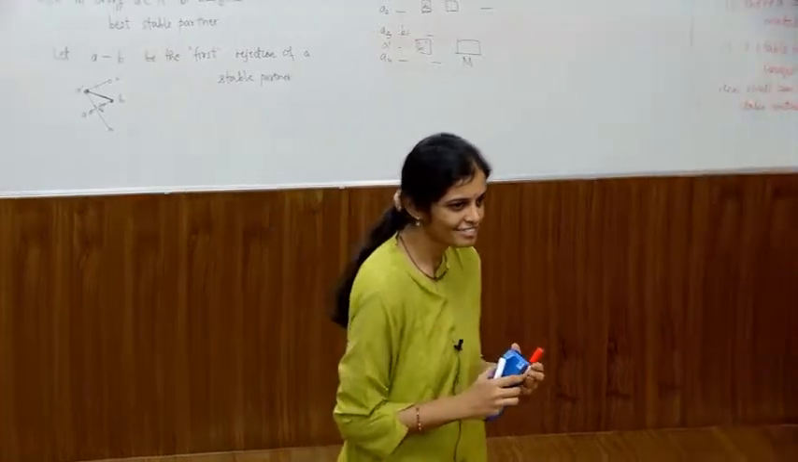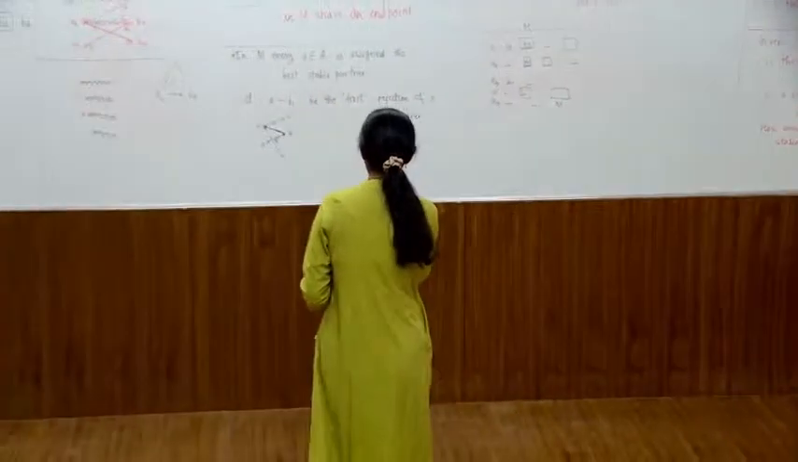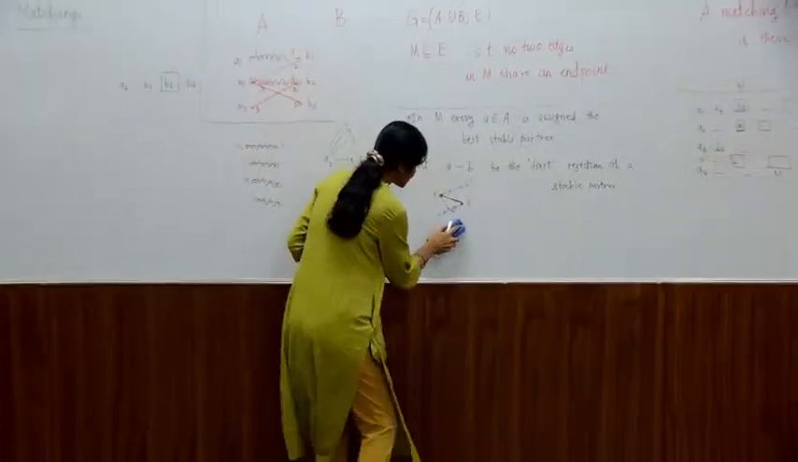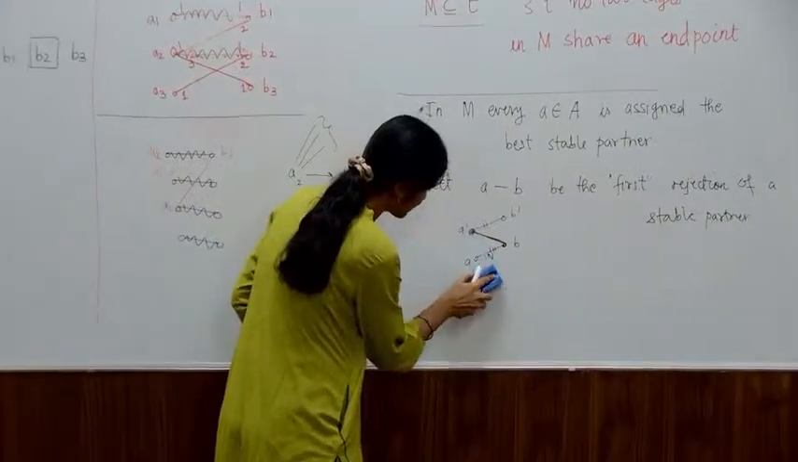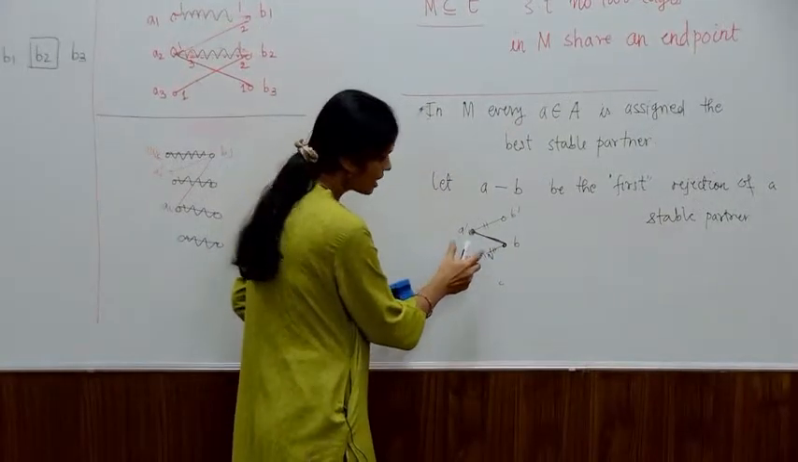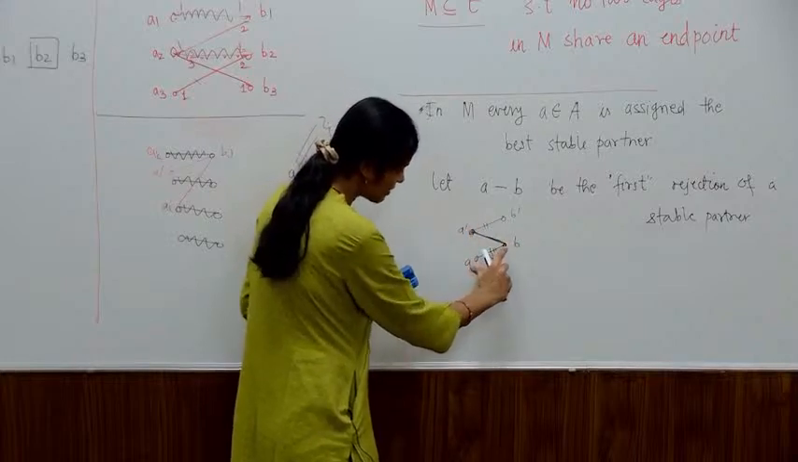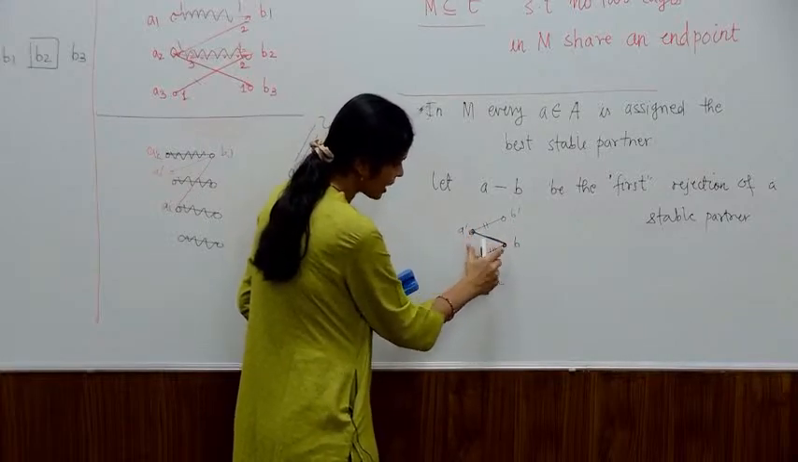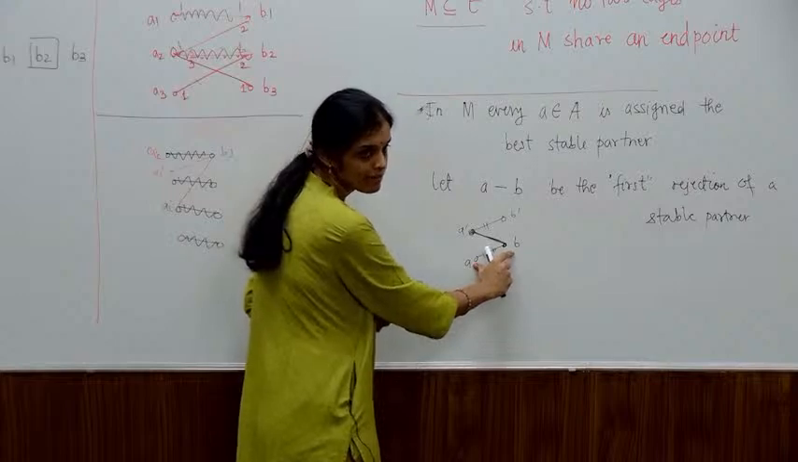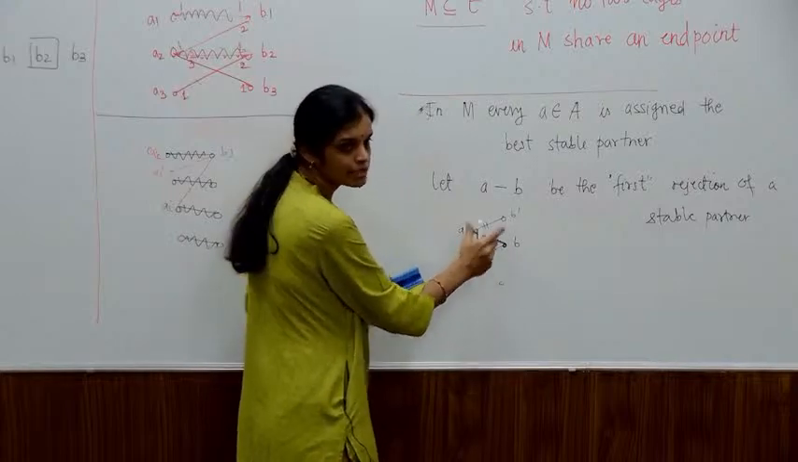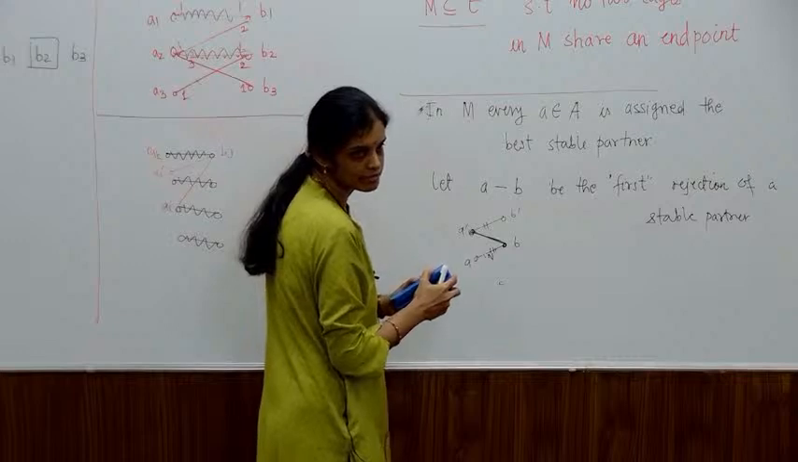Why can't A prime be unmatched? If A prime is unmatched, note that every vertex prefers being matched over being unmatched. Therefore, A prime prefers B over being unmatched in N, and B prefers A prime over its N partner. So A prime B is a blocking pair with respect to N.